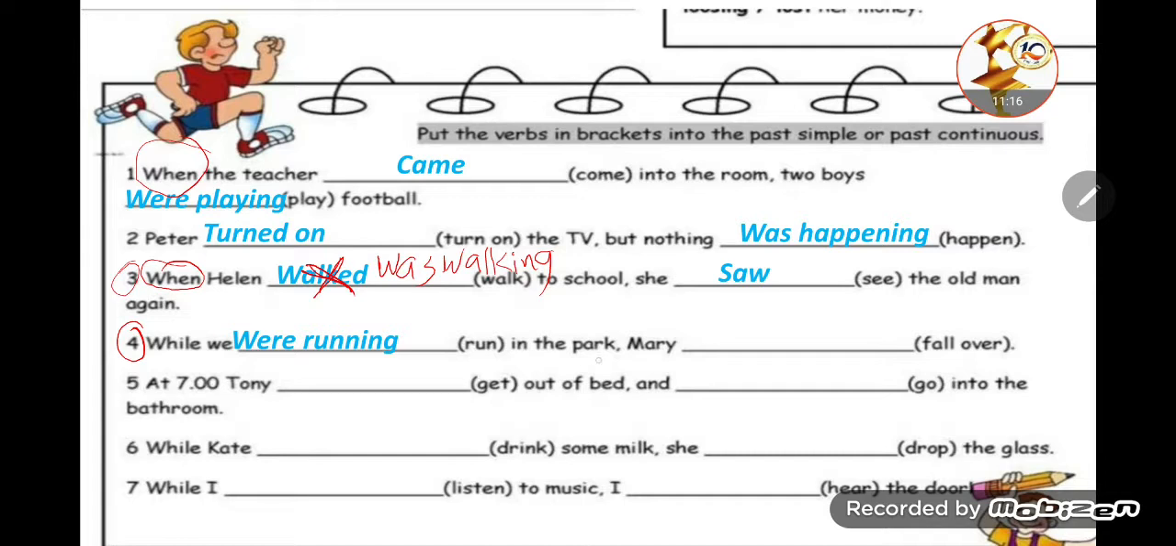While we were running in the park, Mary fell over. We're running. We have while. Mary fell over.